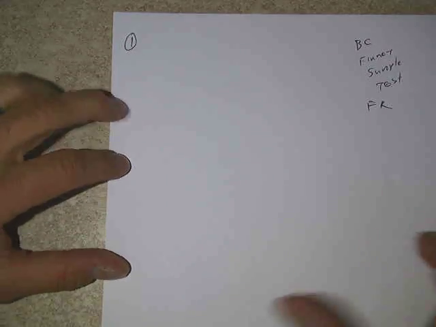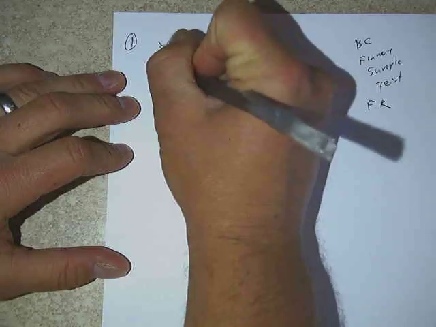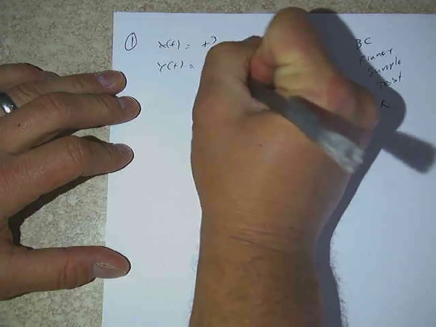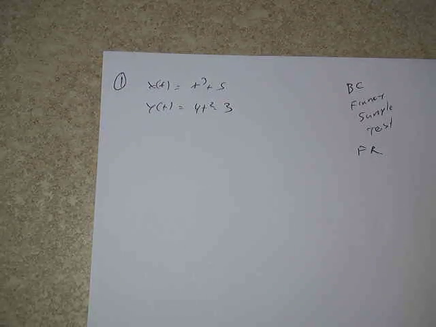Number 1 in our sample free response. It tells us in number 1, part A, that the particle travels in an xy plane with equations x of t equals t cubed plus 5, y of t is 4t squared minus 3. So we're given a set of parametric equations to describe the motion of this particle.